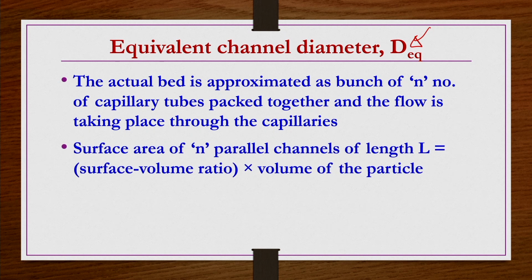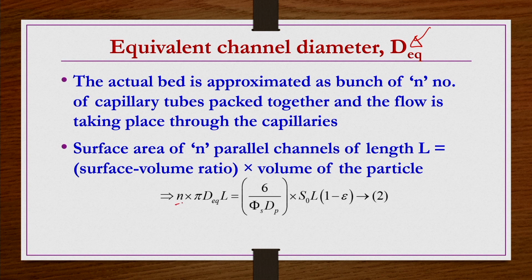So, the surface area of n parallel channels of length L should be the surface to volume ratio of particles multiplied by the volume of the particle. So, in real packing conditions, whatever the surface to volume ratio is, if you multiply it by the volume of the particle, that would give the total surface area of the packed bed, right. That should be equal to the surface area of one channel of length L multiplied by the total number of such channels.